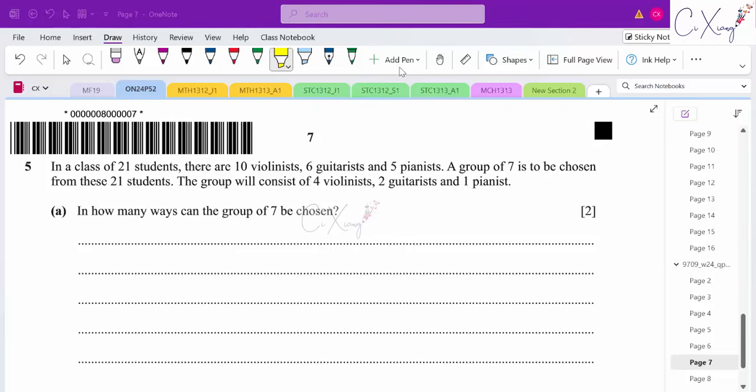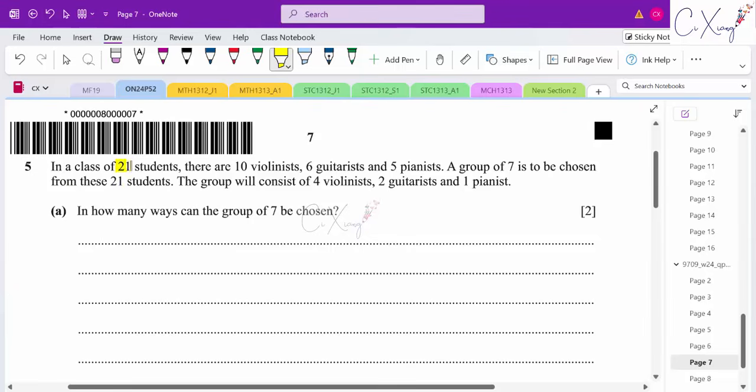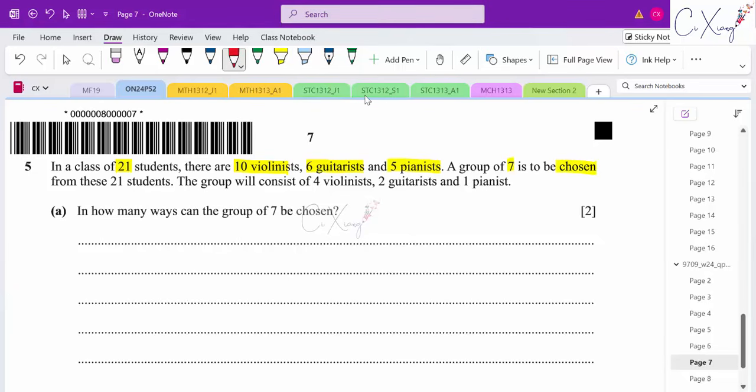Question number 5. In a class of 21 students, there are 10 violinists, 6 guitarists, and also 5 pianists. There's a group of 7 to be chosen. Highlight the keyword chosen. That means your calculation later actually involves combination. The keyword is chosen. So your combination method will usually have nCr, without the permutation, I mean the sequence is not important. So your calculation later is usually based on nCr.